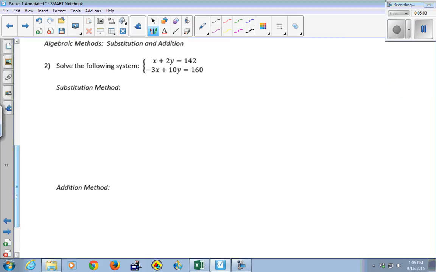All right, same two equations, we're going to use the substitution method. With the substitution method, you start by picking the simpler looking of the two equations. Which of these two do you think is simpler, top or bottom? Top. Okay, so I'm going to start with the top equation, x plus 2y equals 142. I'm going to solve for one of the variables in that equation. x is going to be easier to solve for because it has no coefficient, right? So it's only going to take me one step to solve for x. So x is 142 minus 2y.